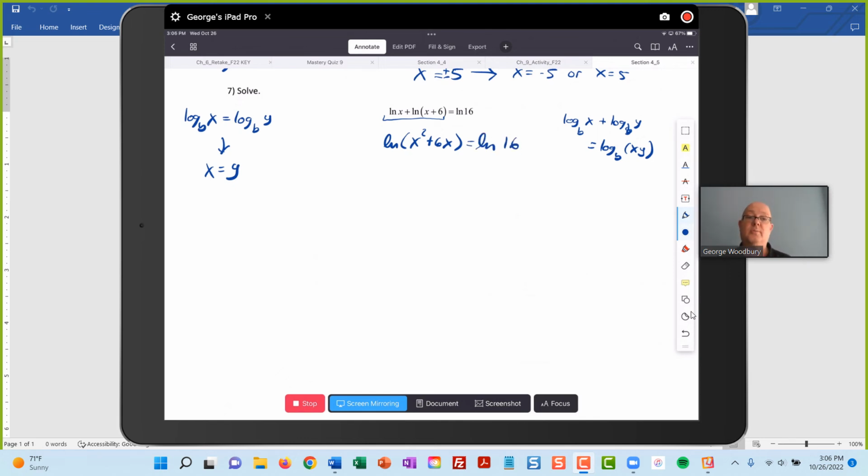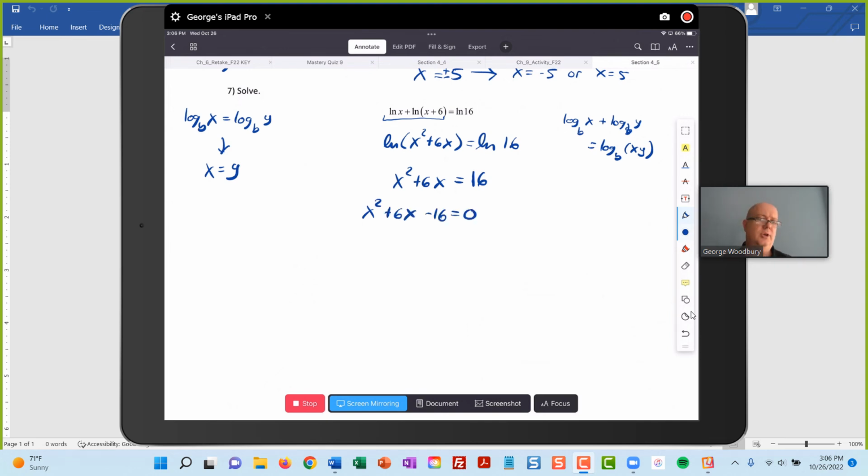I've got a logarithm on the left equal to a logarithm of the same base on the right. The arguments must be equal, and that means that x squared plus 6x has to equal 16. We've just gone back from chapter 4 to chapter 1, right? We've got a quadratic equation, and we know how to solve this one. Bring the 16 over to get it into the right form. x squared plus 6x minus 16 equals 0.